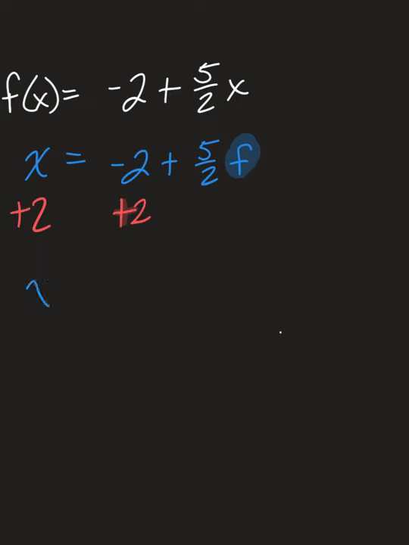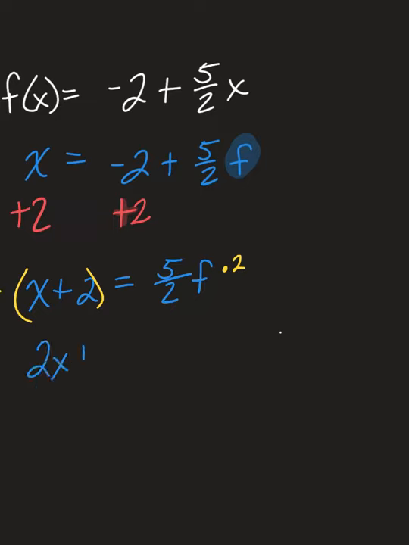So now we have x plus 2. Those are not like terms, so we can't put them together. So now we have 5/2 f. Now you can do one of two things. You can either multiply times the reciprocal, or you can multiply by 2 and then divide by 5. Either way, I'm going to do multiplying by 2 to start. I prefer to multiply times the reciprocal, but we'll take a look at that maybe on a later one.